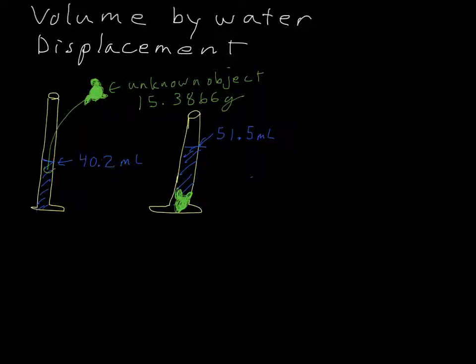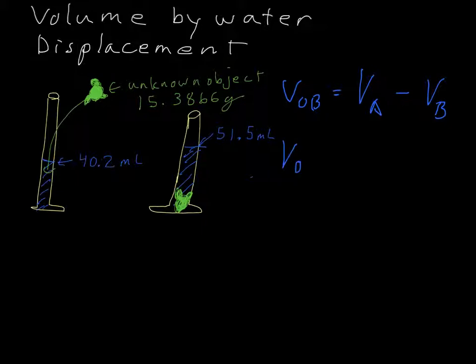Now this technique only works if the object is more dense than water. If it's less dense than water, we have to play with Archimedes' principle a slightly different way. But we'll leave that to the physicists. For our purposes, our object sinks and causes our water level to rise, and the volume of our object will be equal to the difference in the volume after it's dropped in minus the volume before it's dropped in.